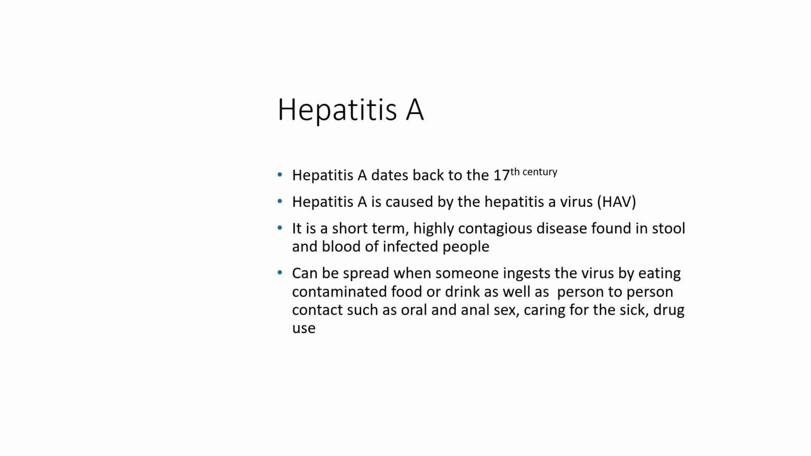Hepatitis A dates back to the 17th century when it was actually referred to as epidemic jaundice. Hepatitis A is caused by the hepatitis A virus, commonly referred to as HAV. The hepatitis A virus is a heptovirus, and it is a positive single-stranded RNA virus. Hepatitis A is a short-term, highly contagious disease that is more commonly found in elderly people and is found in the stool and blood of the infected individual.